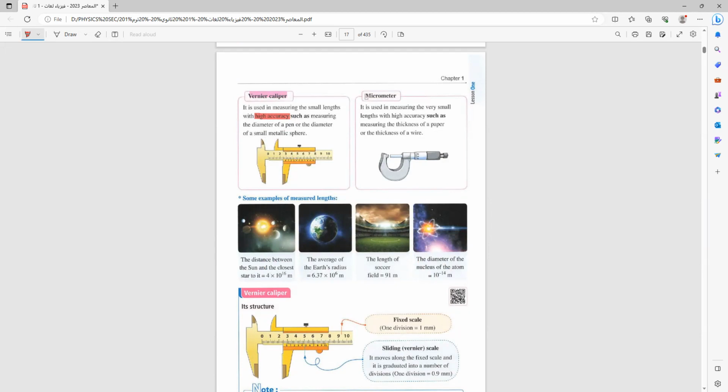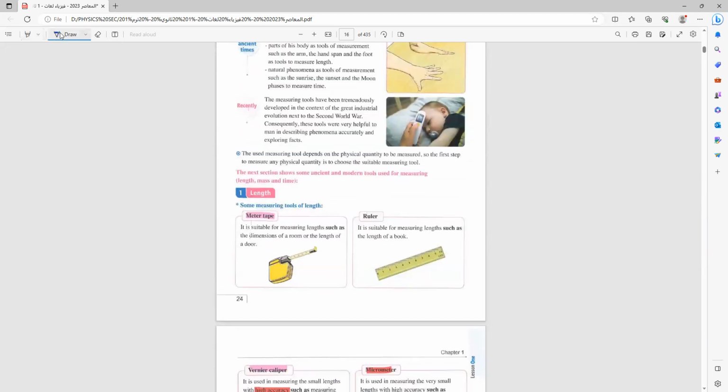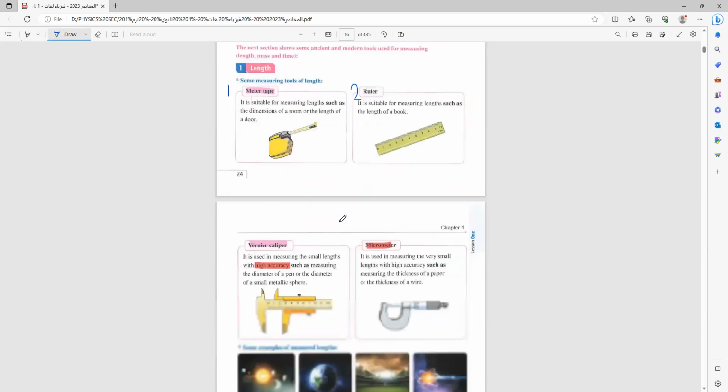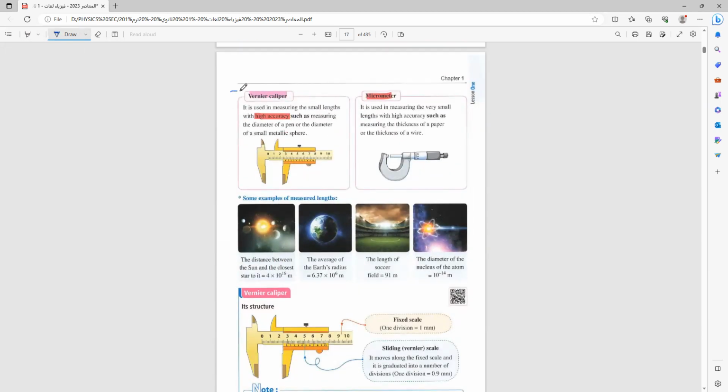Number 4, micrometer. We have the first one, meter tape, and number 2 is ruler. Number 3, Vernier caliper, for very small lengths with high accuracy, like the diameter of a pen or a small metallic sphere.